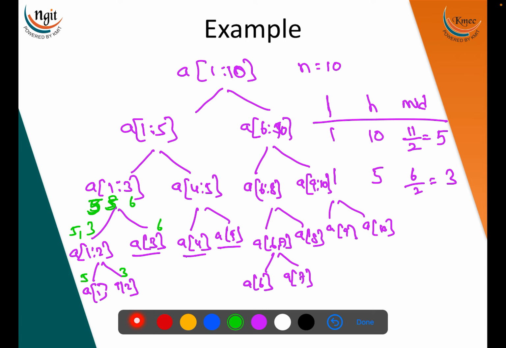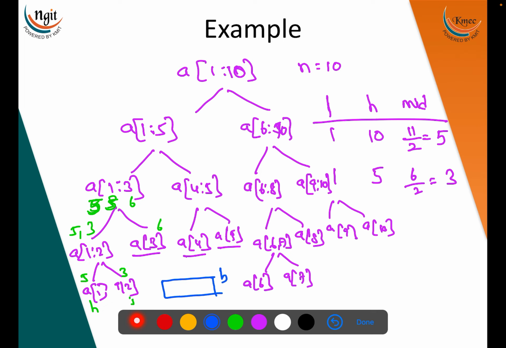Now how are we going to combine the solution? We will consider this as the H index and this as the J index. Now we'll compare H versus J. When I compare H versus J, I am taking a subarray, which is some B subarray.